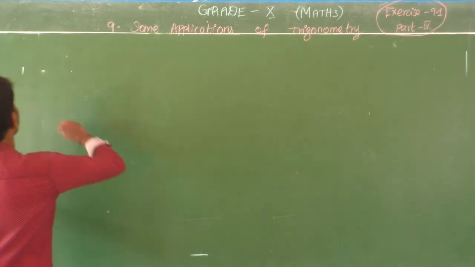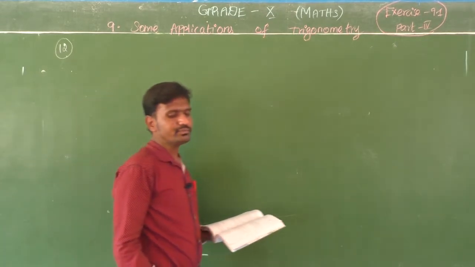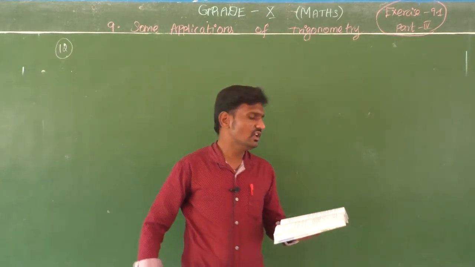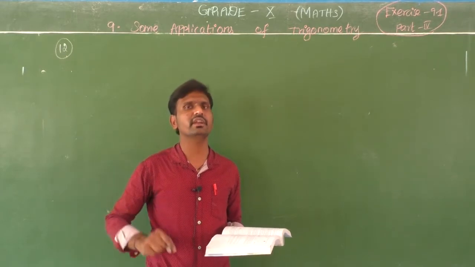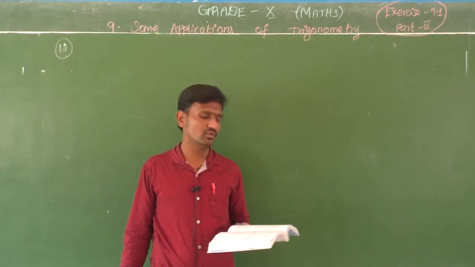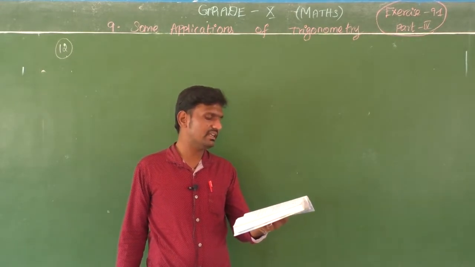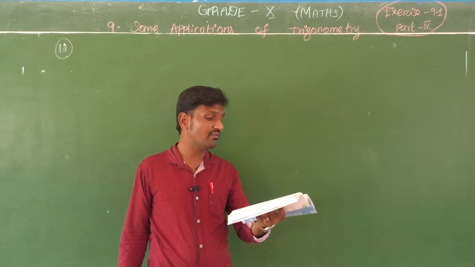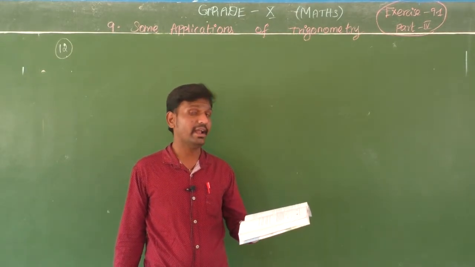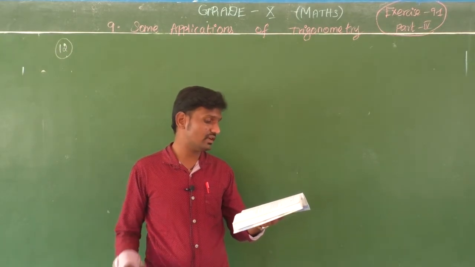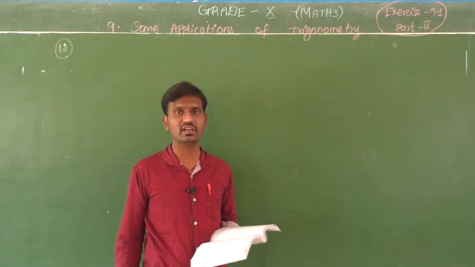Let us move to question number 12. Listen carefully for this question. It is somewhat different compared to the previous problems. From the top of a 7 meter high building, the angle of elevation of the top of the cable tower is 60 degrees and the angle of depression of its foot is 45 degrees. Find the height of the tower.